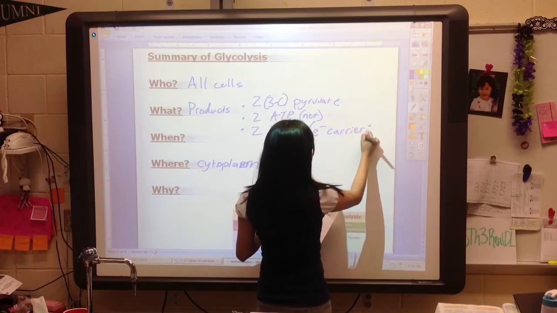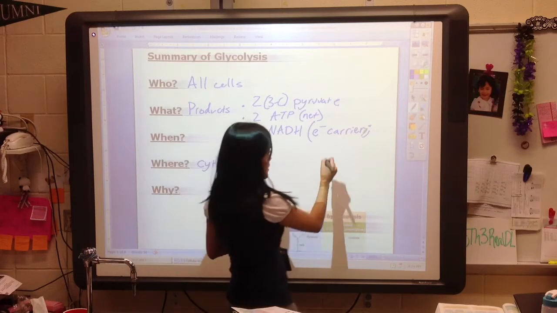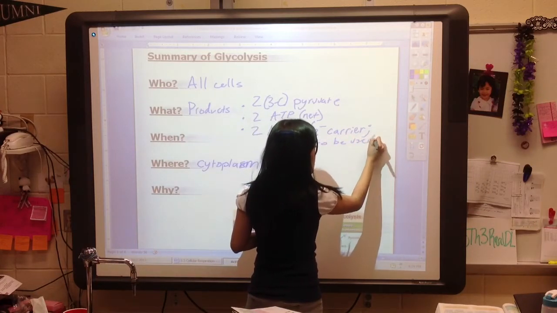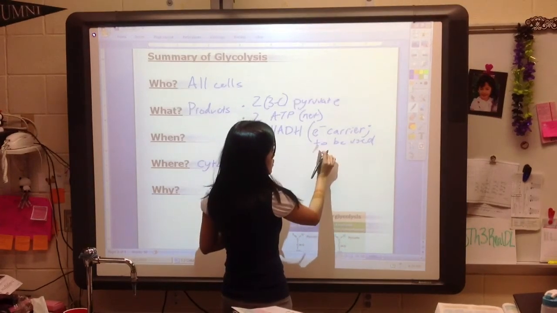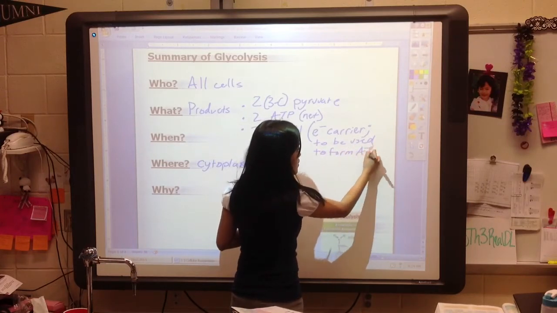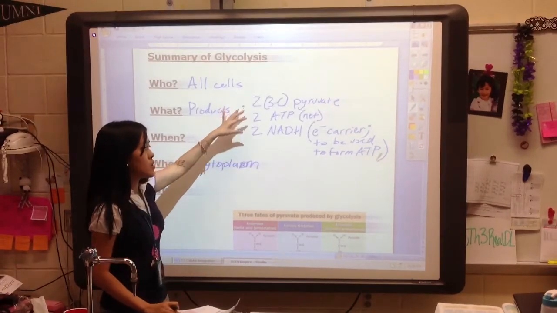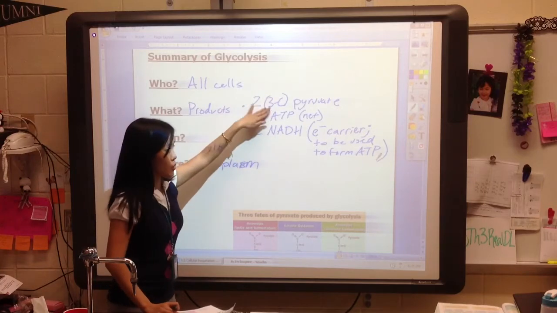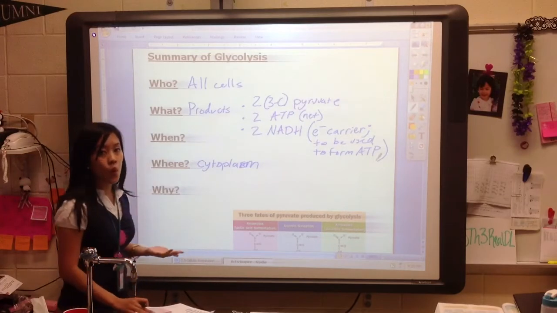And the reason why this is so important is because this can be used to form ATP later on. So it is really important that we're slowly building up an accumulation of all these products, especially our carbon and our electron carriers, because we're going to use that all later to make more ATP.